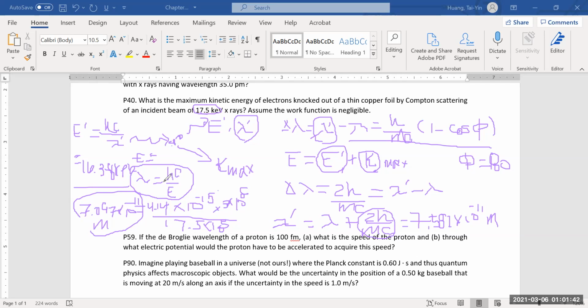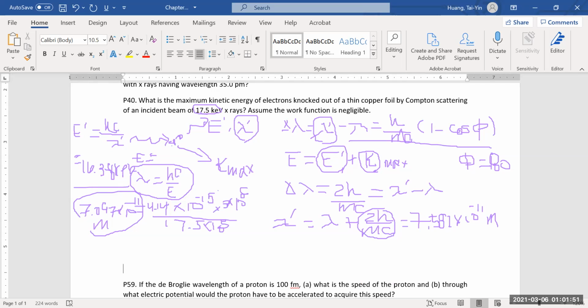So we have the incoming photon, which is 17.5 keV, and the outgoing photon, which is 16.38 keV. Then we can utilize this to calculate our K. So K max would just be the difference of these two energies. When you do that, you'll get your K max, which should be equal to 1.12 keV. So that's basically how you approach this problem.